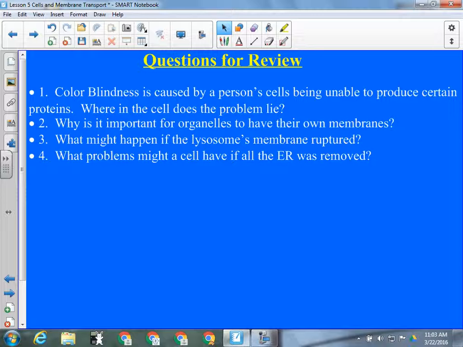All right, for number 2, why is it important for organelles to have their own membranes? Not really. Think about what goes on in a couple of different organelles. Inside the nucleus, all your DNA is stored. Kind of important stuff. In the lysosome, chemical reactions that involve the digestion of cellular material occur. In the mitochondria, reactions that involve burning sugar for energy occur. Do you want all those taking place in the same area? Absolutely not.